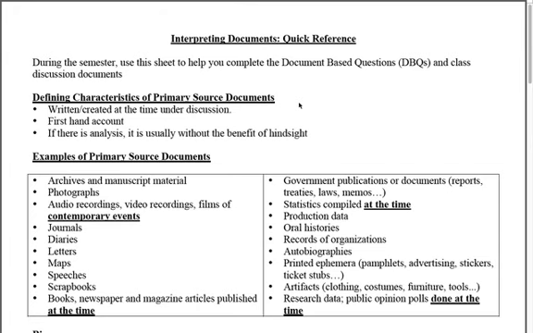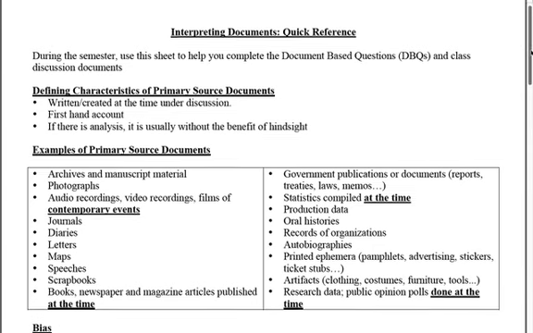The other distinguishing characteristic is that it was a first-hand account. In other words, if there was analysis, it's usually without the benefit of hindsight. In other words, it's a first-hand account, not someone telling you what happened or interpreting what happened. Let's take a look at a few examples of primary sources.